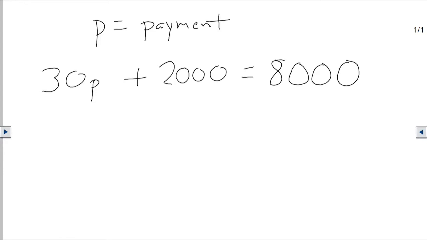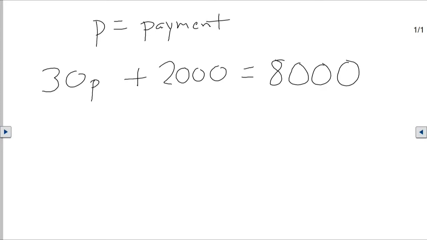So a situation that would model that would be 30p. So 30 represents the number of months times the unknown amount of payment per month plus the $2,000 that you are putting down toward the car, the money you've saved up, has to equal our purchase price of $8,000.